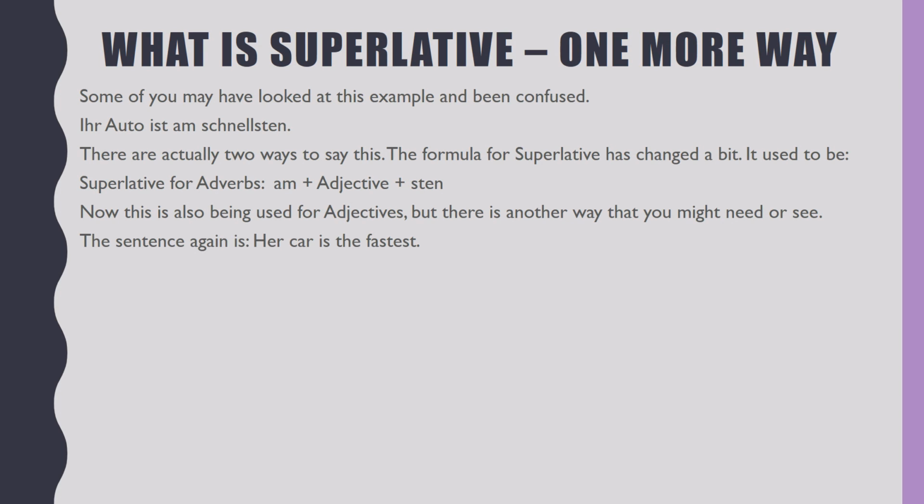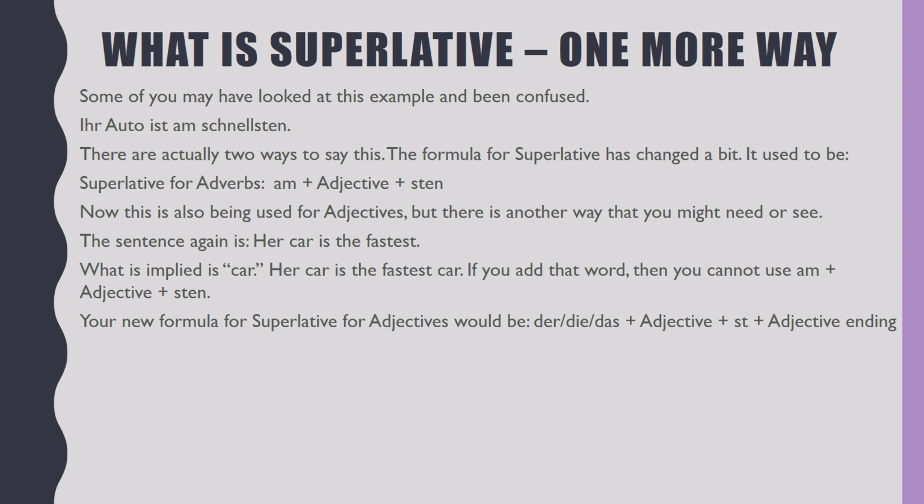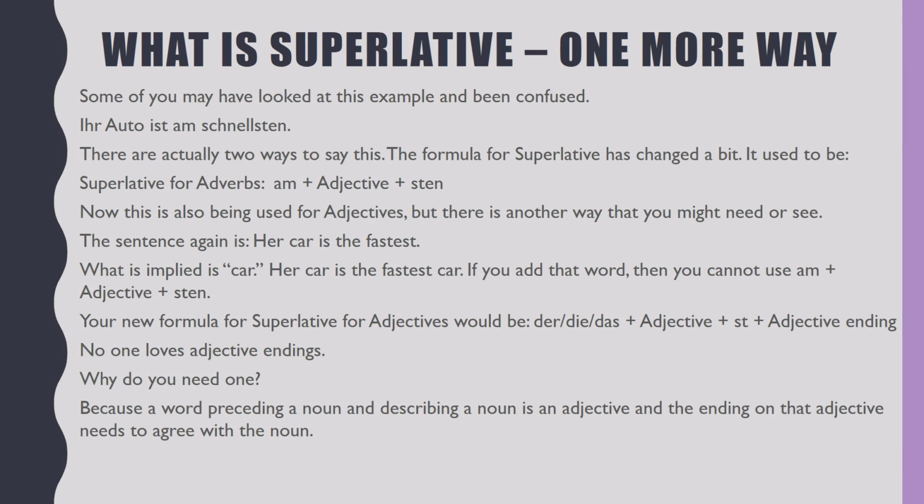The sentence again is, her car is the fastest. What is implied is car. Her car is the fastest car. If you add that word, then you cannot use am plus adjective plus sten. Your new formula for superlative for adjectives would be the correct der, die, or das for your noun, plus the adjective, plus st, plus the correct adjective ending. No one loves adjective endings. Why do you need one? Because a word preceding a noun and describing a noun is an adjective, and the ending on that adjective needs to agree with the noun.